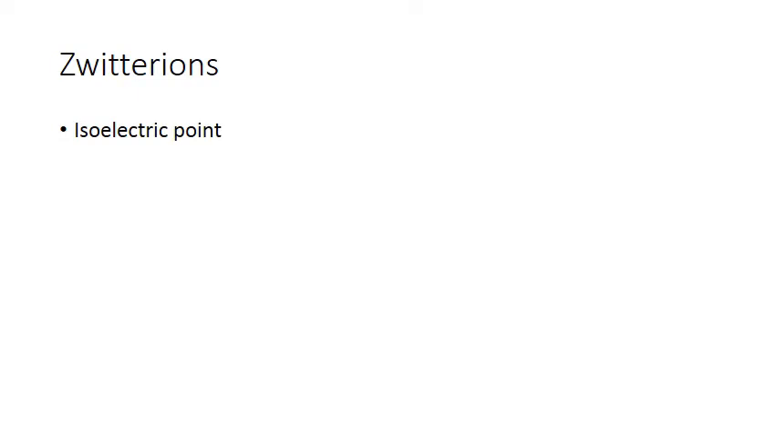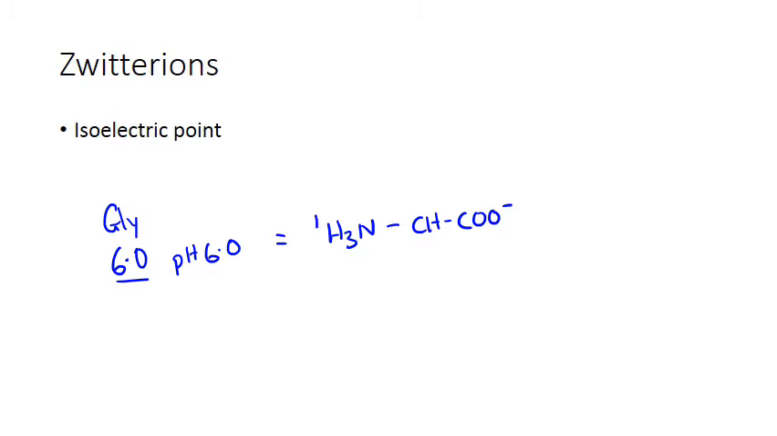So zwitterions, this is based on the isoelectric point. Okay, so on page 414, let's take glycine for instance, which has an isoelectric point of 6. So that means at a pH of 6, it's going to be the zwitterion. And if I draw that molecule, it's going to look something like this. Okay, so notice with the zwitterion, we have the negative there, the positive there. Basically, we've moved a hydrogen over to here. That makes this negative, that makes that positive.